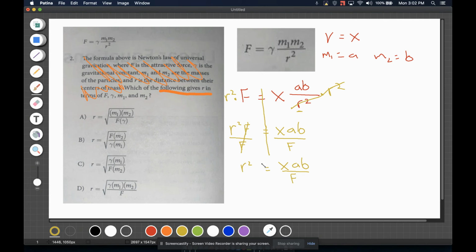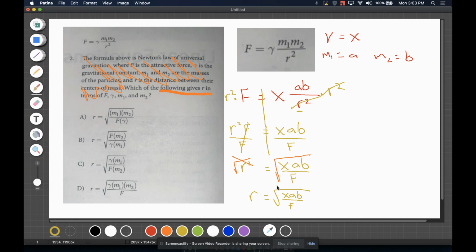Okay, finally you have R squared. Well, how do you get rid of a squared? What is the opposite of a squared? Maybe you remember this from last year, maybe not, but it's a square root. Squared and square roots cancel each other out. But you have to square root this whole side over here as well. So those will cancel out. And what are you left with? Finally, you're left with just an R equals the square root of XAB over F. So every time you're doing something, you're just adding more things to this side. And that's okay, because if you look at all your answers, they all look kind of weird like that.